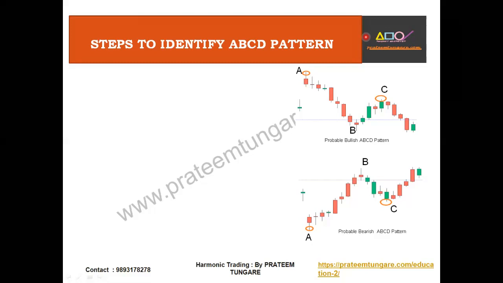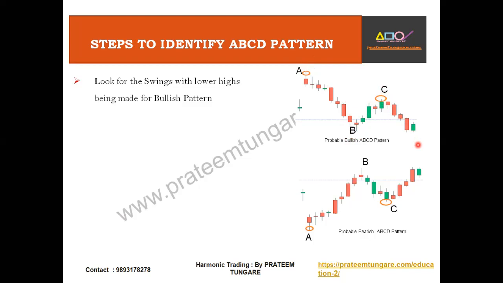First of all, to find a bullish ABCD pattern, we need to look for lower highs. Yes, if any pattern is being formed with lower highs, that can be a probable ABCD pattern. The swing high can be considered as the A point, the swing low as the B point, and then the intermediate high, or the lower high that has been formed, will be our C point. And the D point we need to find out.